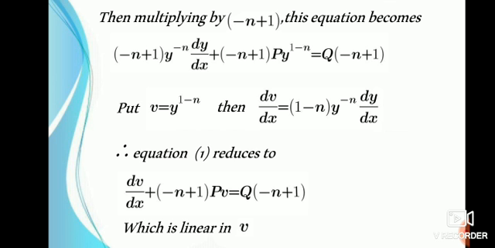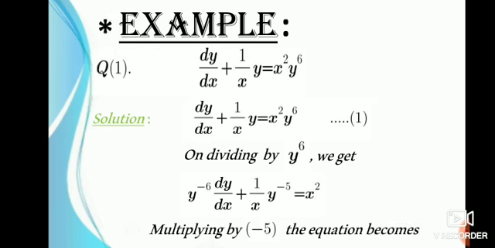Put v equals y raised to 1 minus n, then dv by dx equals 1 minus n y raised to minus n dy by dx. Therefore, equation 1 is reduced to dv by dx plus minus n plus 1 into pv equals q into minus n plus 1, which is linear in v. Taking one example to understand how to reduce a differential equation into linear form.